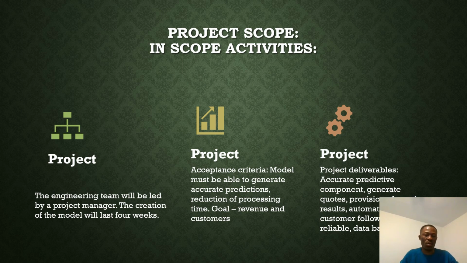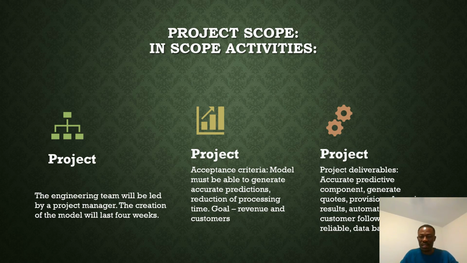We are now going to the project scope. So in the project scope, we have the engineering team will be led by the project manager, and they will be creating the model within 4 weeks. Every project has a criteria for acceptance. So this model must be able to generate accurate predictions and then help reduce processing time. And then the main goal is to generate revenue and also acquire customers or to build a bigger customer base.